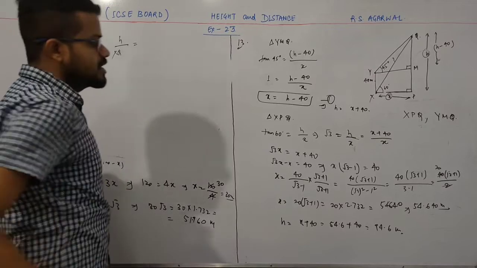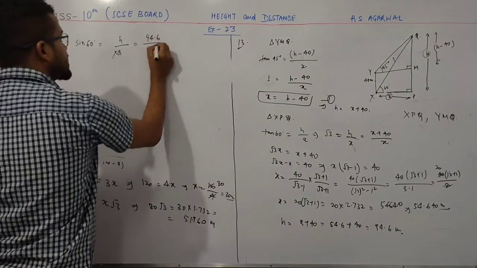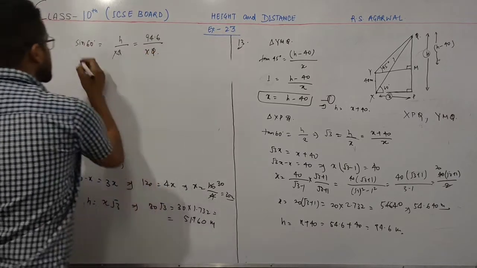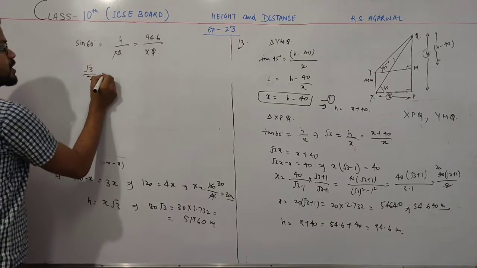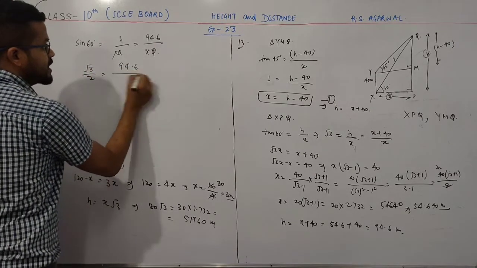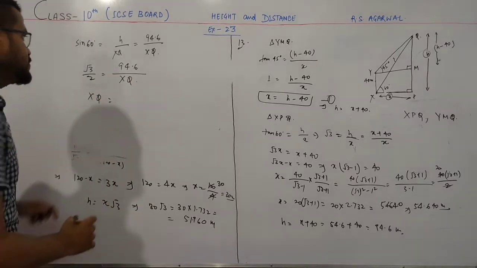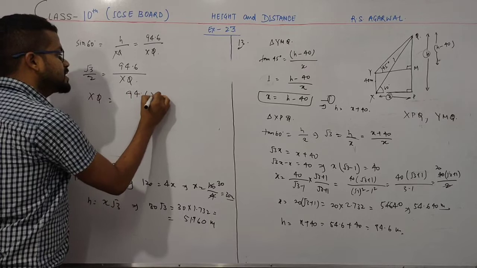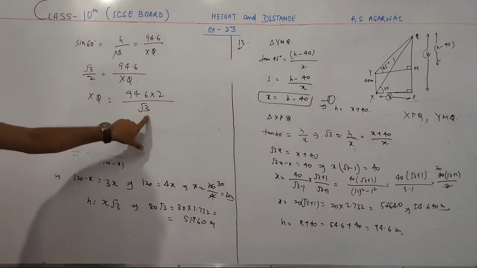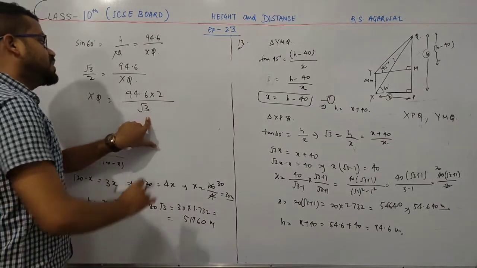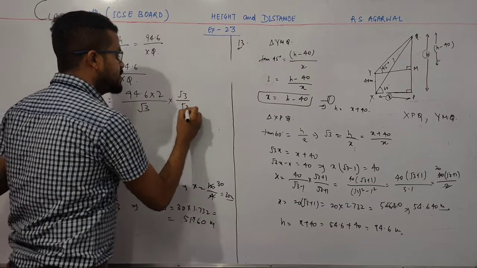So this h, value of h we get 94.6 upon x cube, and value of sine 60 degree is root 3 by 2. So this is root 3 by 2, 94.6, this is x cube. So x cube is equal to 94.6 into 2 upon root 3. Here we get the root value in denominator, so simply multiply with this value in numerator and denominator.